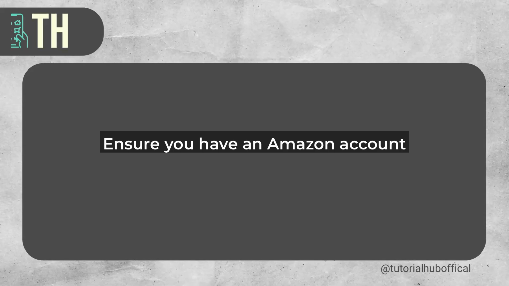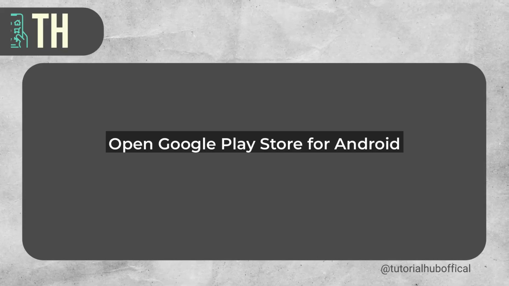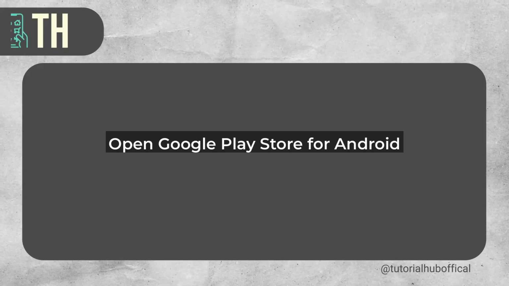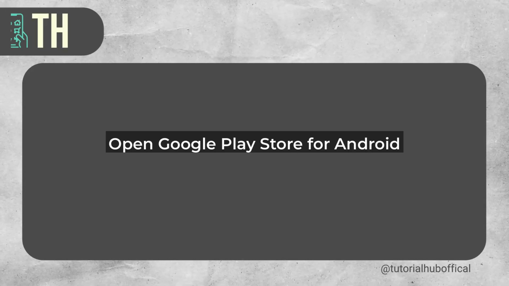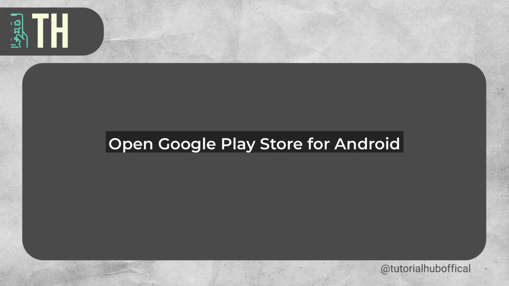If you're on a mobile device like an Android phone or iPhone, open your App Store. That's the Google Play Store for Android or the App Store for iOS. Once you're in, type Prime Video into the search bar. You'll see the app pop up. Just tap on it and hit the Install or Get button.